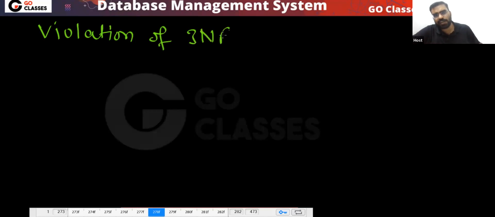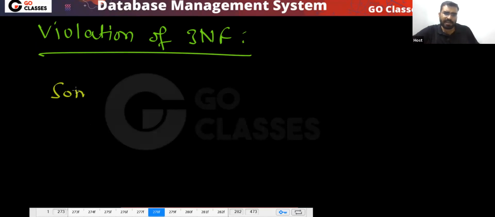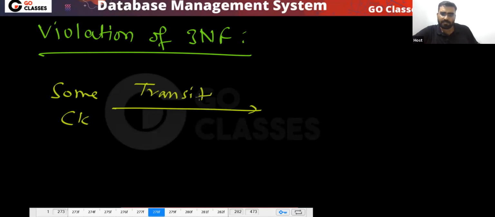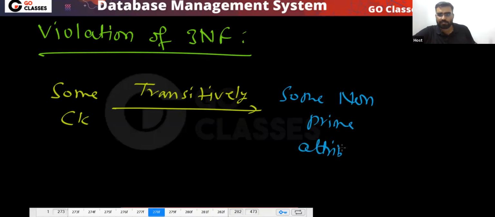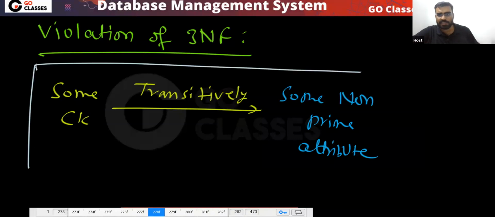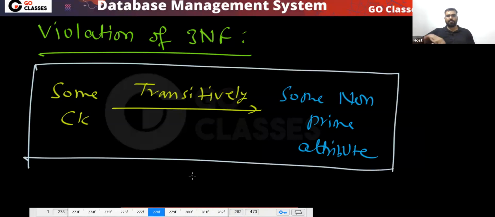When will the violation of 3NF happen? It will happen in this situation: some candidate key transitively determines some non-prime attribute. In this situation, the violation will happen.